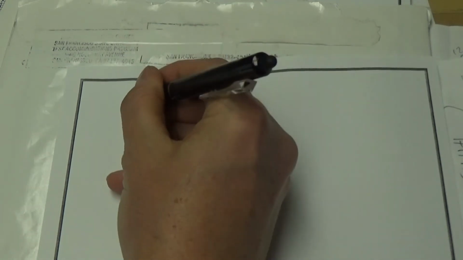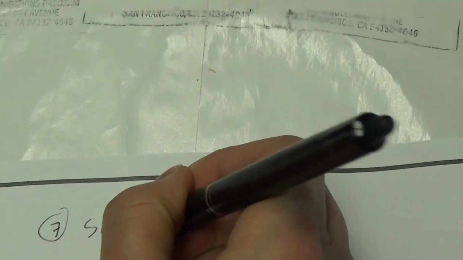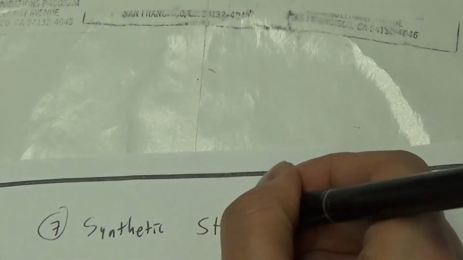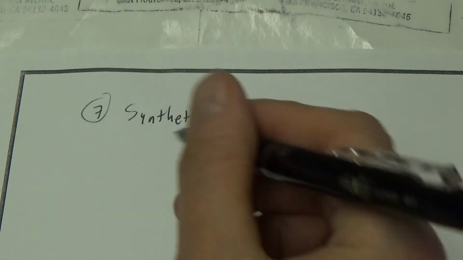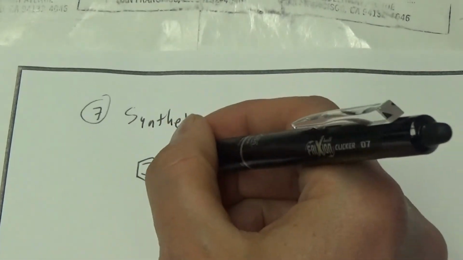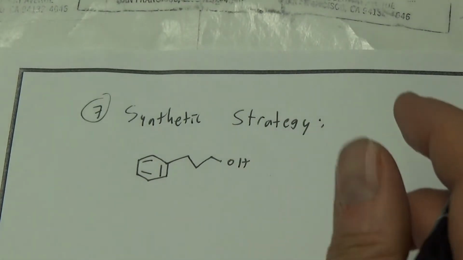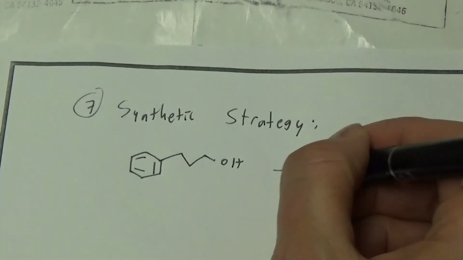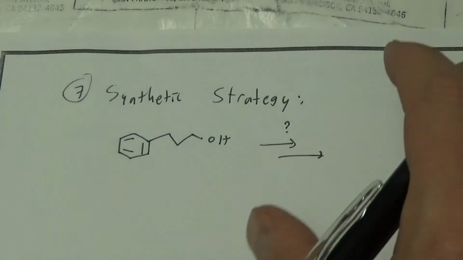Okay, so we're still on 7, synthetic strategy. We'll do a couple more examples. How about benzene, 3-carbon alcohol, and we're going to do a synthesis, so arrow, arrow, question mark.